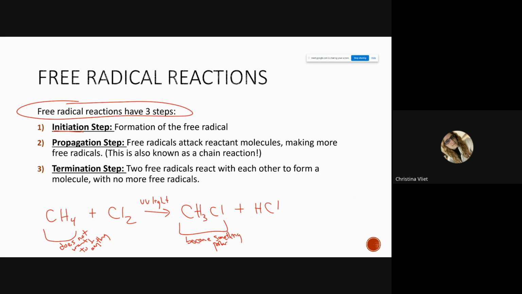Then, step 2, you propagate, meaning that your free radical will attack the reactant molecules. So anything it can radicalize, it will radicalize. And this can happen over and over and over again. There can be millions and billions of propagations, and this is happening up in the upper layers of the atmosphere sometimes.